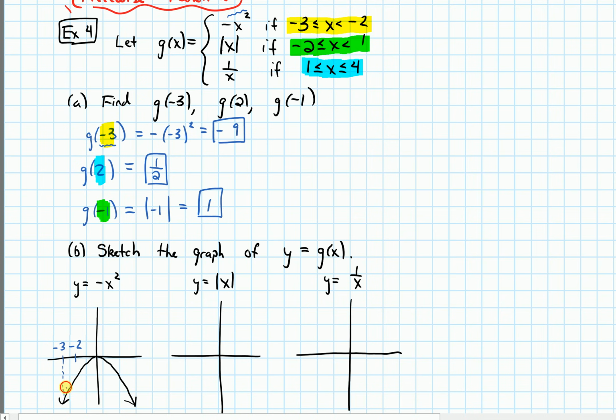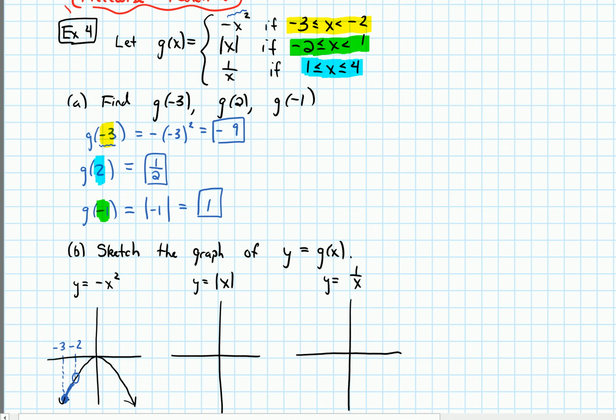So where -3 is, x is allowed to be equal to -3 for that piece. So I put a closed circle there because I'm allowed to reach it. But at -2 for that piece, there's no equal sign on this inequality. So because of that, I put an open circle. So that means x doesn't ever reach -2 for that piece. Okay, and the part of the graph I'm going to keep is just this part that's in between those 2 x values.